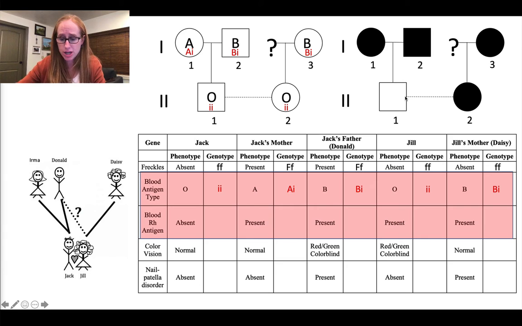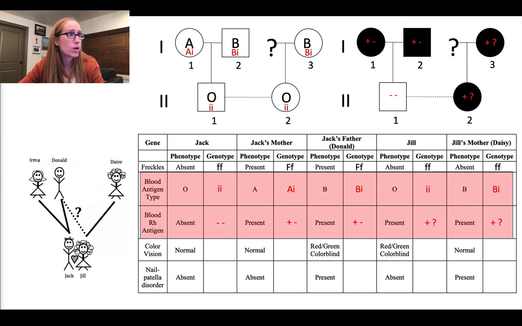Now let's look at the Rh factor. What do we know? Well, Jack has no Rh factor, so he's got two broken copies, which means his parents are both carrying a broken copy and a working copy. This one's a little bit trickier, though. We know that Daisy has at least one working copy and that Jill has at least one working copy, but we don't know what the other one is. So we're just going to put a question mark because we have no idea.